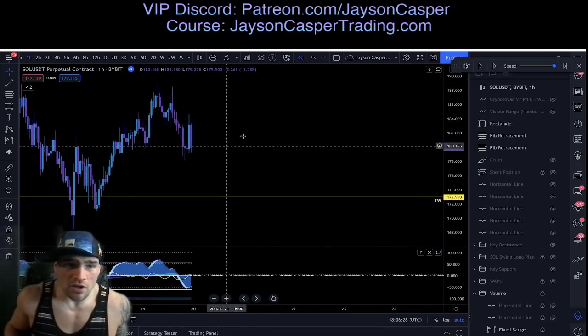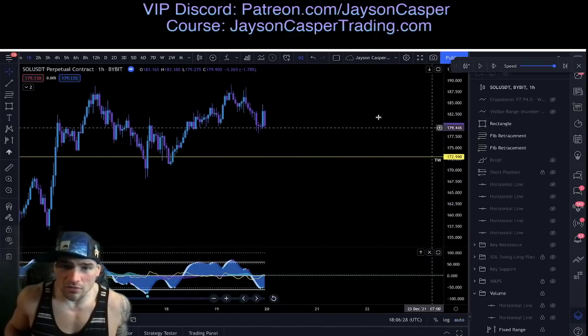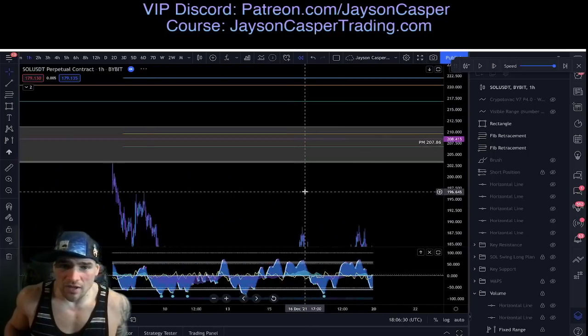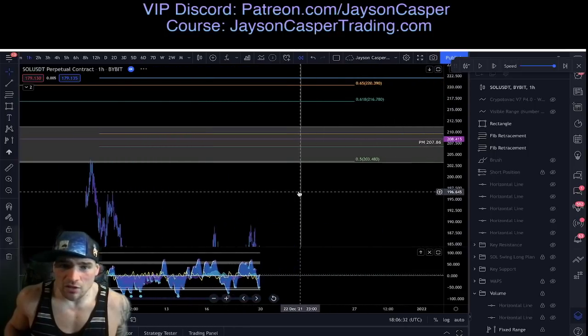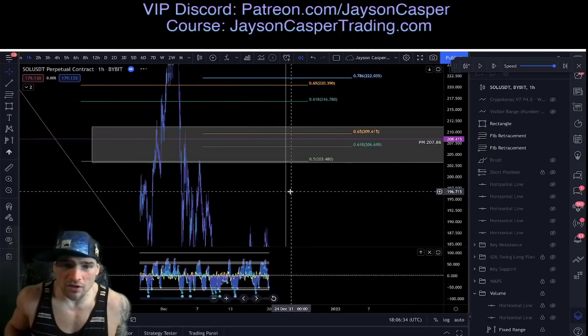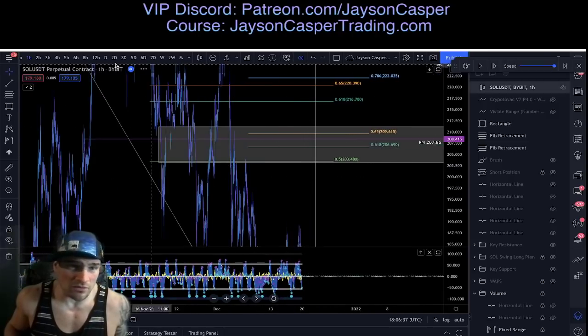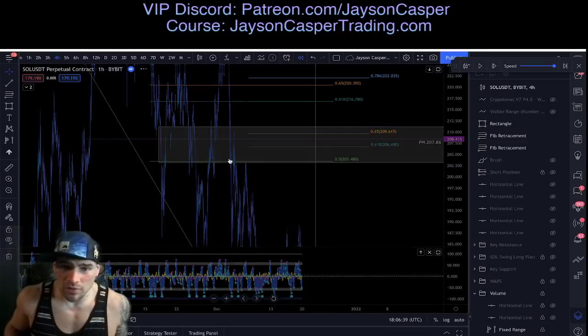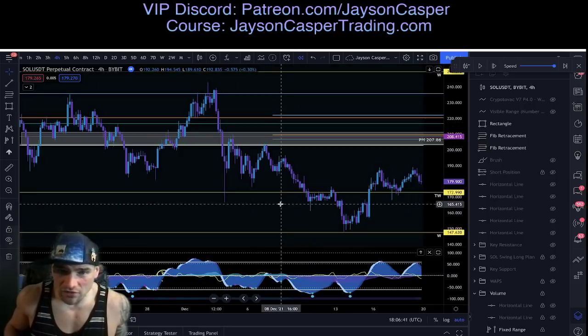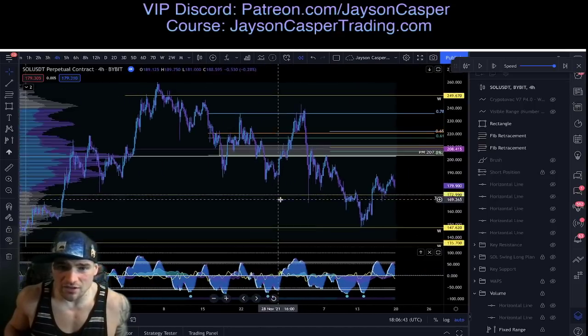What do we have? We have a monthly level of resistance. We have a Fibonacci golden pocket. We have a point of control high volume node, and we have a 0.5 fib level. What we're doing is building reasons as to why we should take this zone seriously.